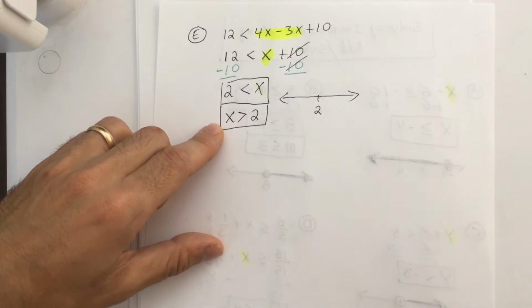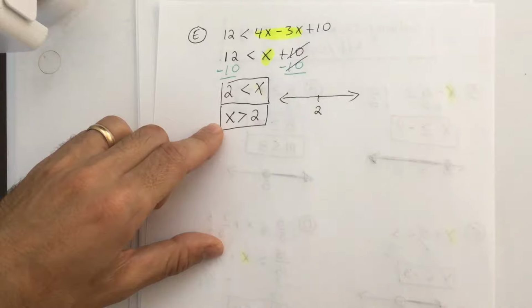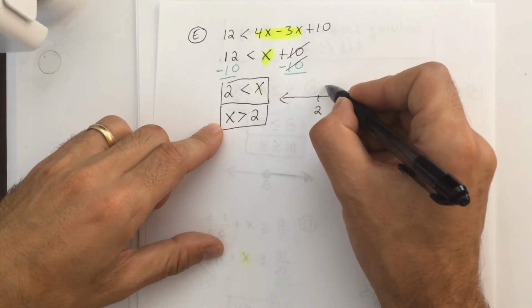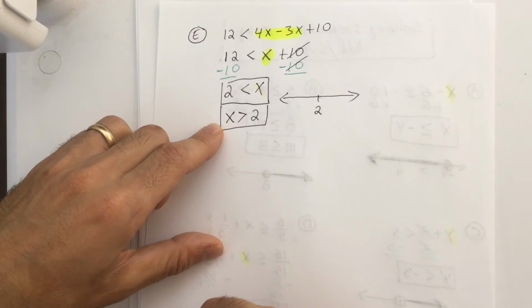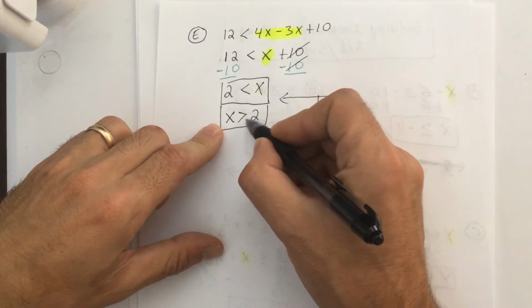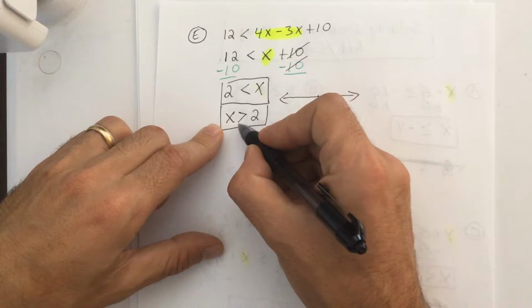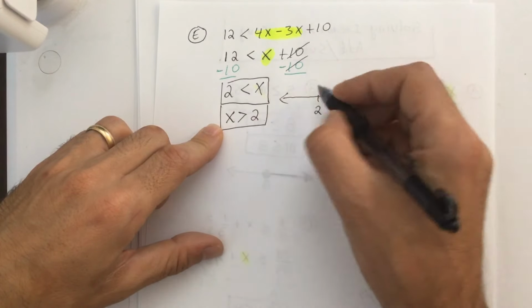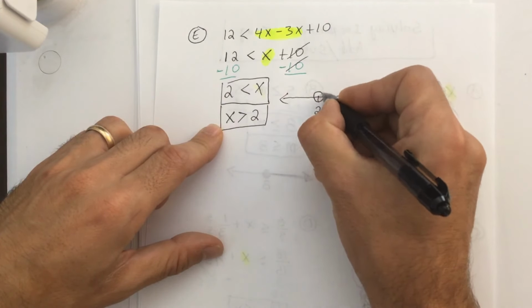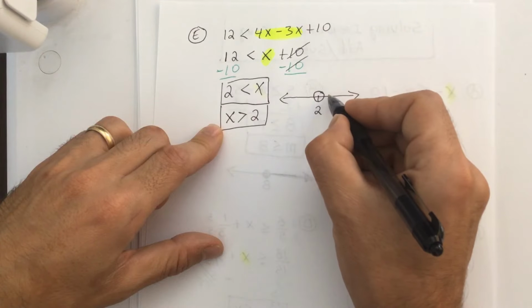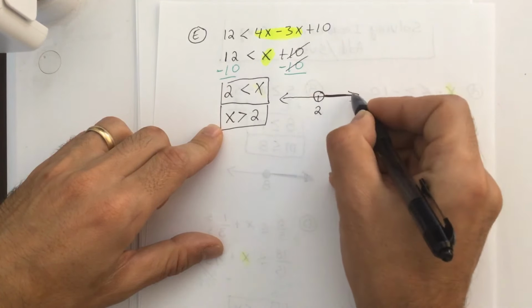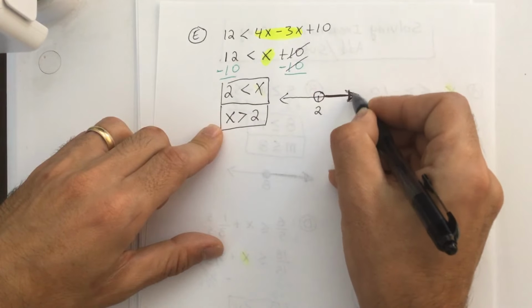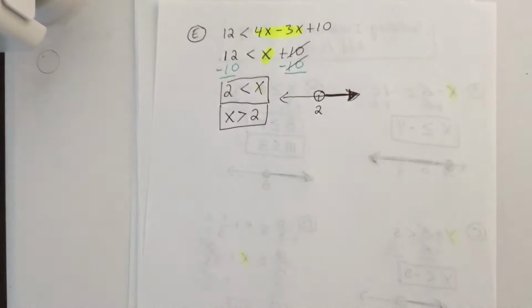So I'm looking for 3, 4, 5, 6. So all those numbers are going to be on the right side of the number line. And 2 is not part of the answer because I don't have the equal sign there, right? So it will be an empty circle. And again, looking for 3, 4, 5, 6. Those numbers are bigger than 2. So it goes to this side of this number line, right?